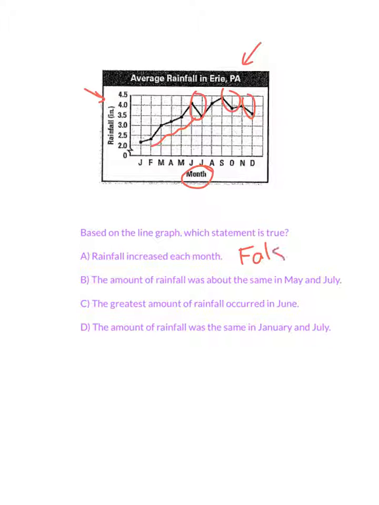So we're going to write false because we want to look at all of our options before we jump to one we think is correct. And let's look at the next one. The next one says the amount of rainfall was about the same in May and July. So this is May here, and that's July there. That looks true. So I don't want to just say that that's it. I want to look at C and D. In letter C, it says the greatest amount of rainfall occurred in June. Well, it looked like the greatest rainfall actually occurred in September, so that one's false.